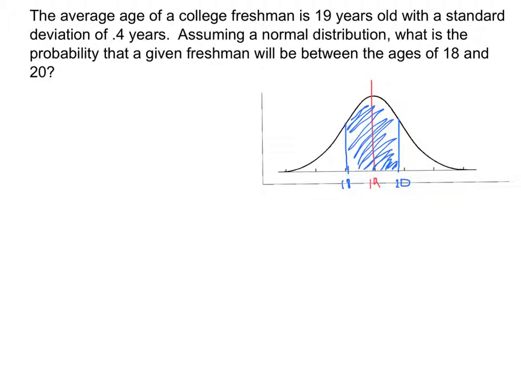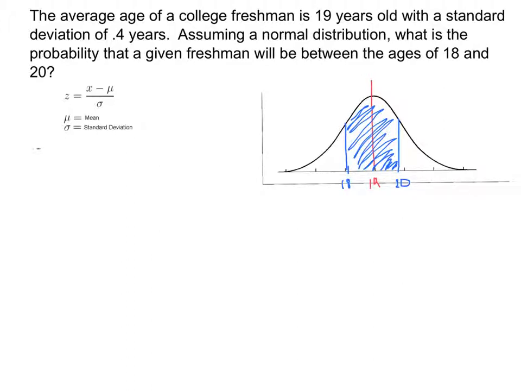So here's what we need to do. If we want to find the area, we can't just guess at it. We actually need to find the z-scores for 18 as well as the z-score for 20. So here is the formula that we need for z. Z is x minus mu over sigma, where x is the number we're talking about, mu is the mean, and sigma is the standard deviation.